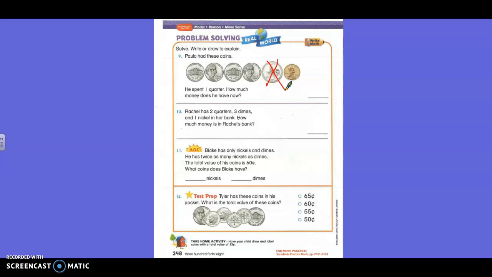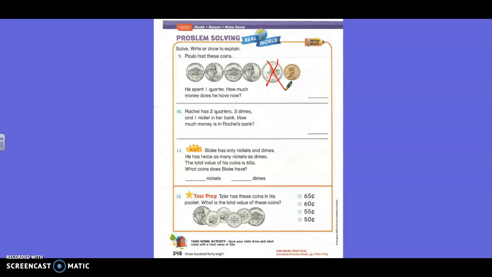Number 11. Blake has only nickels and dimes. Okay? He only has nickels and dimes. So he only has 5 cents and 10 cents coins. He has twice as many nickels as dimes. The total value of his coins is 60 cents. What coins does Blake have? Okay, we'll do this one together. This one's kind of a hot problem.